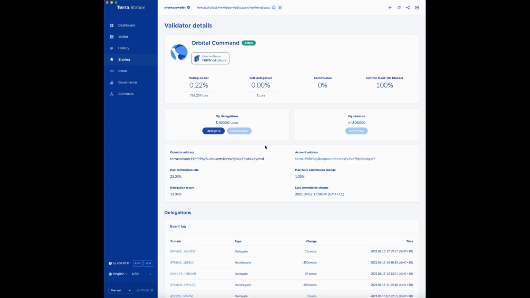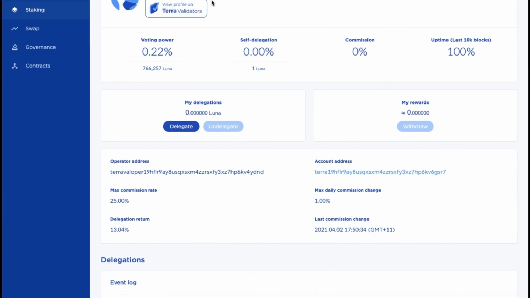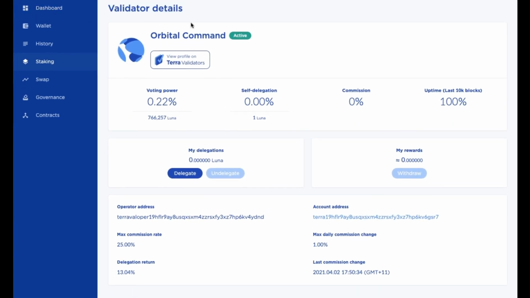Okay, so the first thing you need to do is ensure you have Luna in your wallet. As you saw before, I had around eight Luna. The second thing, when you click on the node that you want to vote for, you can see a bit more information. So what are we looking at over here? Over here, a couple of things. These are two things to keep note of. Max commission rate.